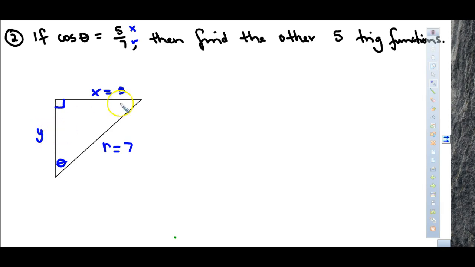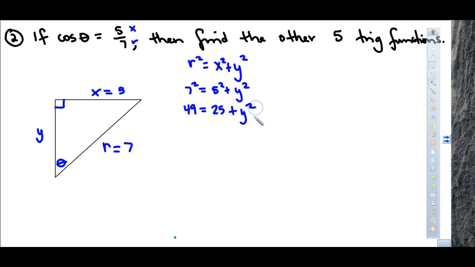Again, I'm going to have to use Pythagorean theorem to figure out what y is. So I'm going to use r squared is equal to x squared plus y squared. And that's going to be 7 squared is equal to 5 squared plus y squared. So 49 is equal to 25 plus y squared. And then if I subtract 49 minus 25, I get 24. So y is the square root of 24, and when I simplify the square root of 24, I get 2 times the square root of 6.